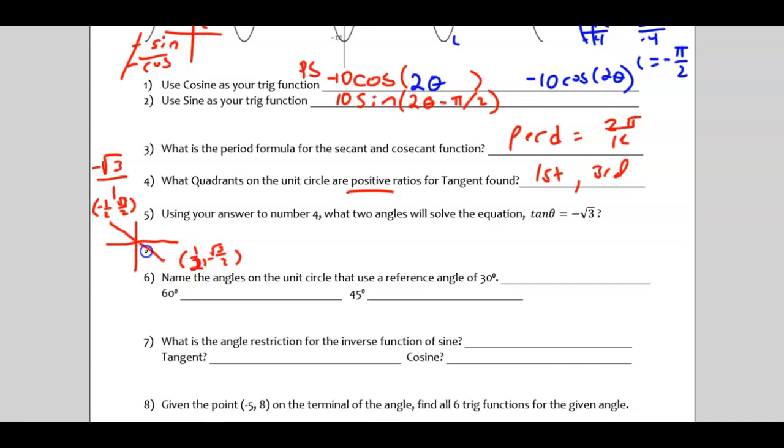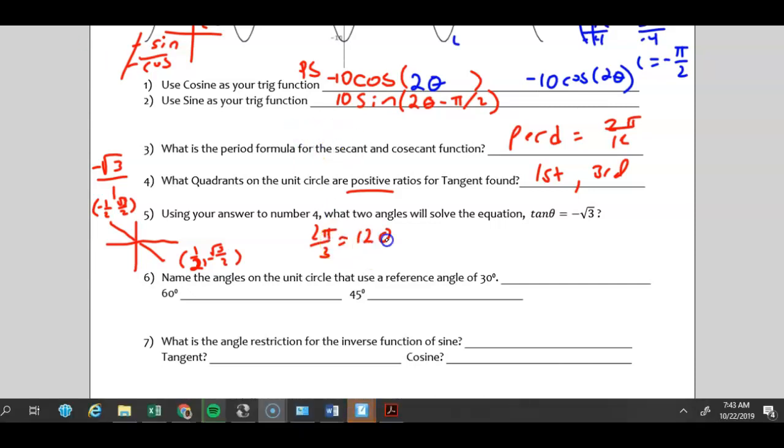So these two values right here, these two angles right here. So which angles are these? Well, in terms of radians, this one over here is going to be 2 pi over 3, or you know that as 120 degrees, or down here, we'd have 5 pi over 3, and this is 300 degrees, okay?